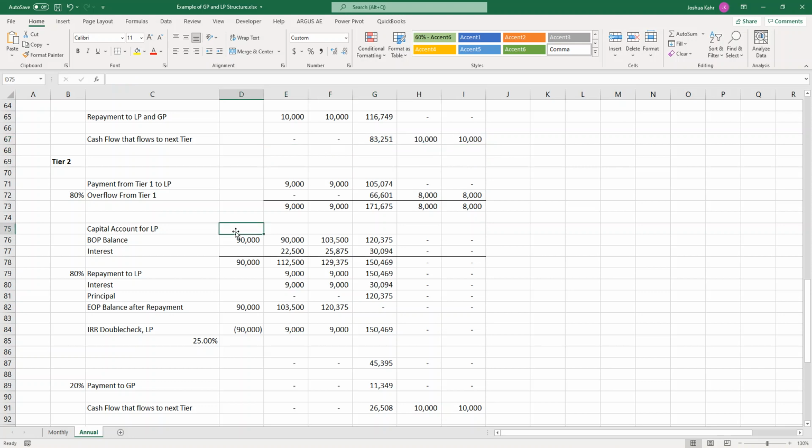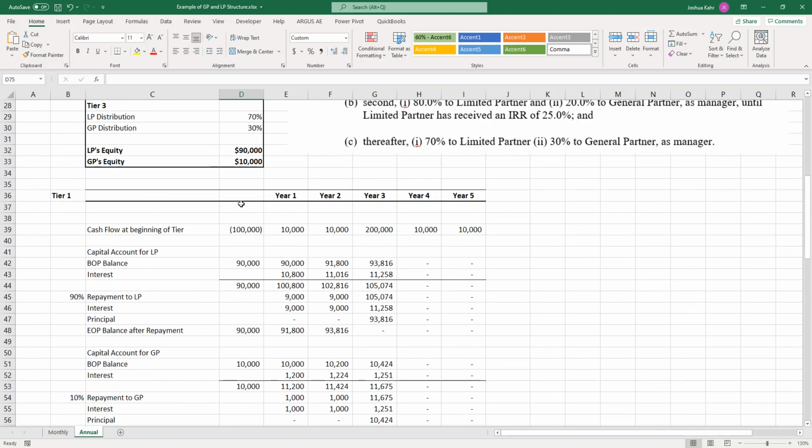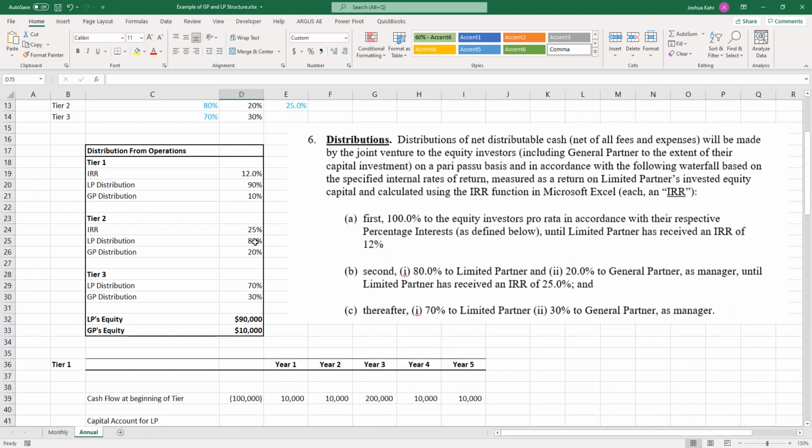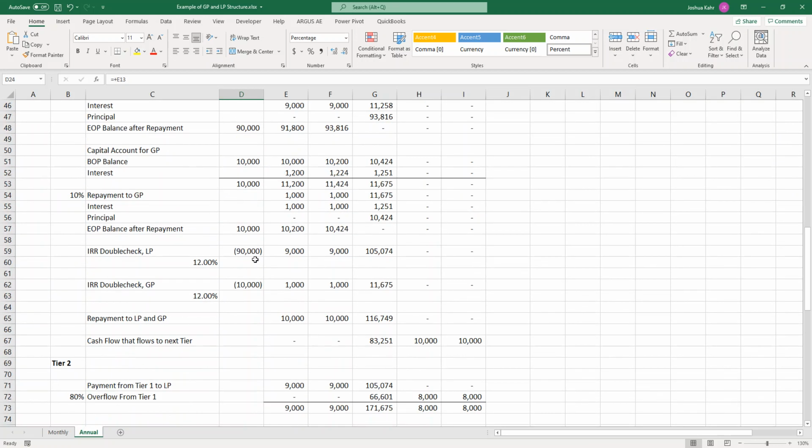Okay. So tier two is a little tricky, and we're going to have to spend some time on it. The first thing to point out is the goal is to split the money 80-20 above a 12 and up to a 25. Split the money 80-20, 80 to the LP, 20 to the GP, above a 12, below a 25.